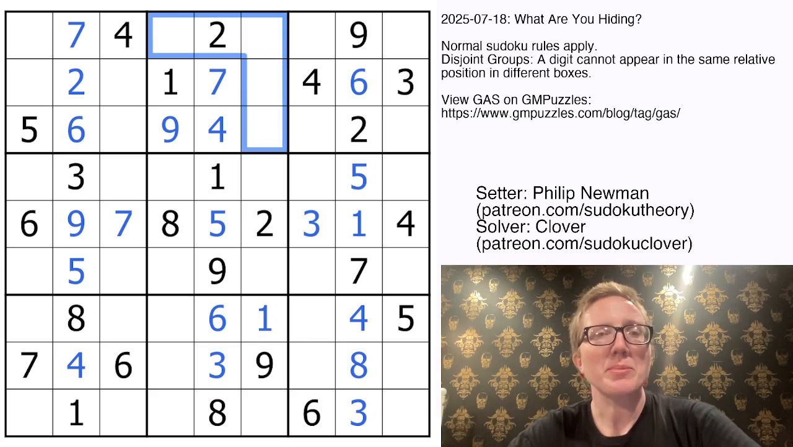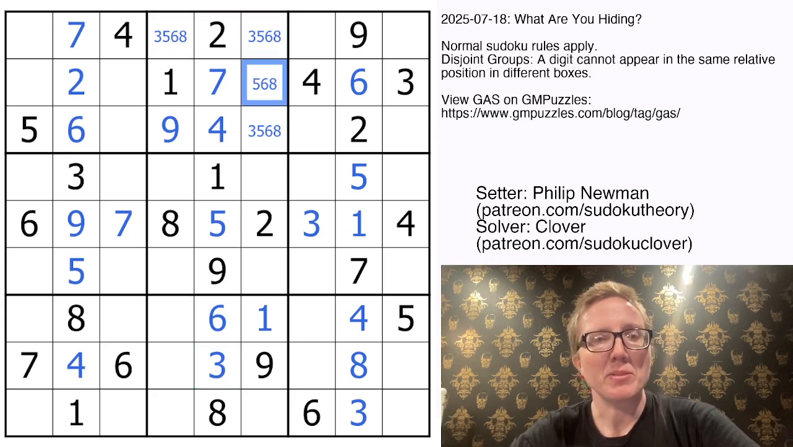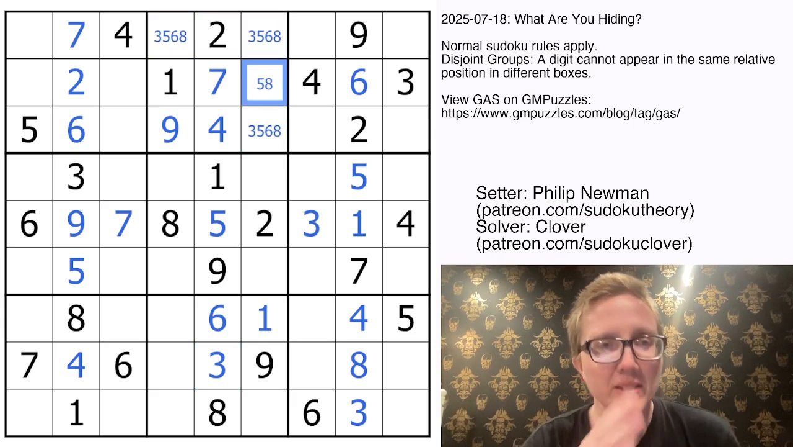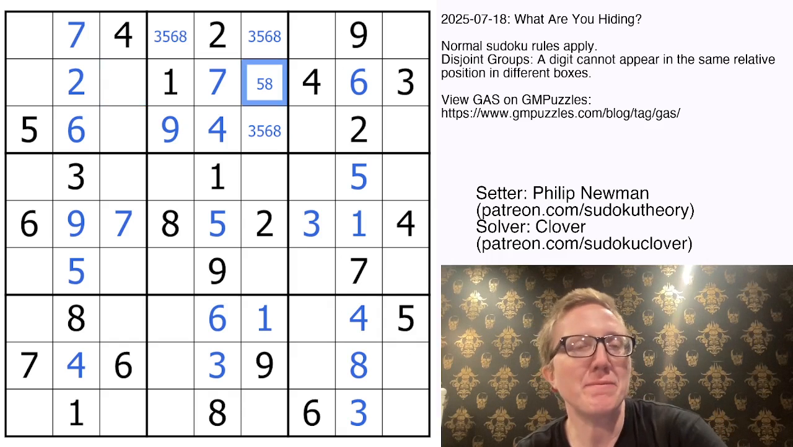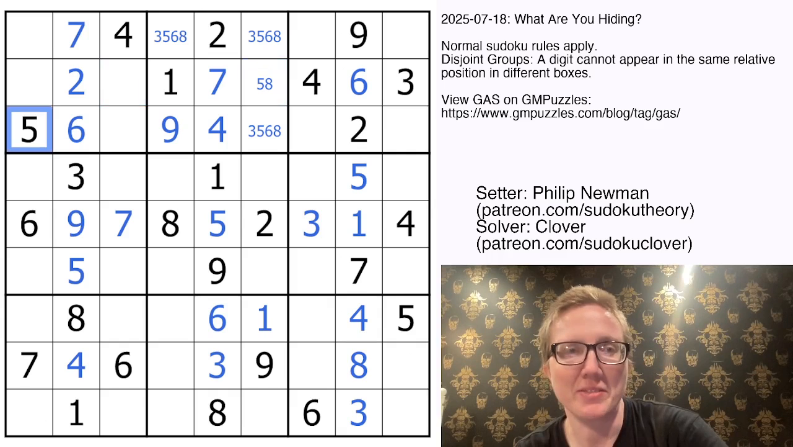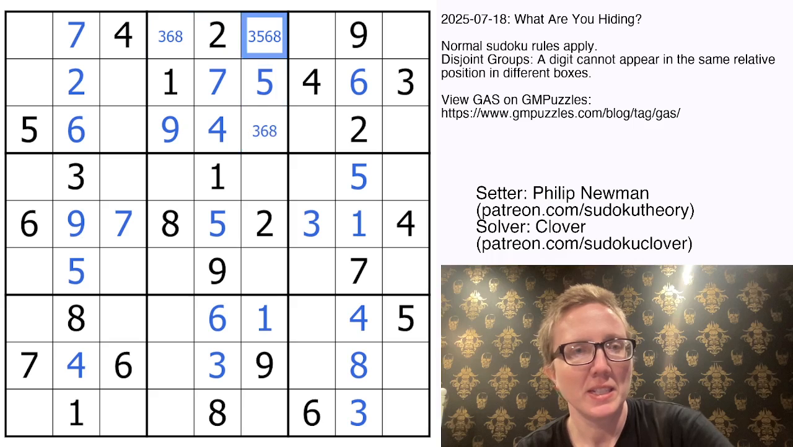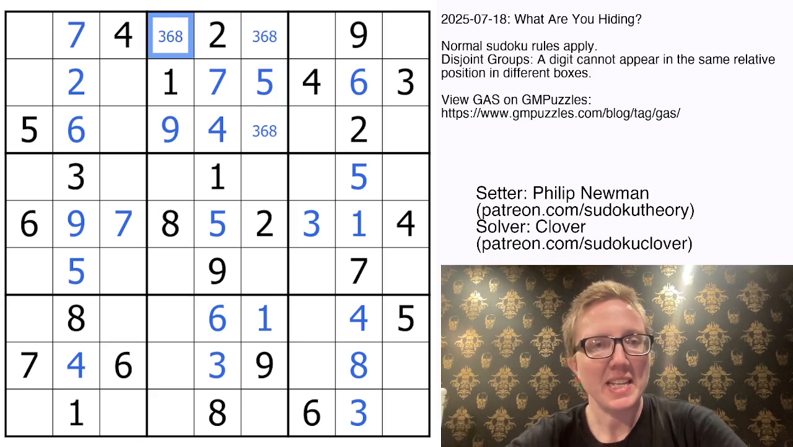These guys are going to be 3, 5, 6, and 8, and that can't be 3 or 6 because it sees those in its row. In fact, that is a hidden 5 in row 2, come to think of it, because 5 can't go in those cells. So that's going to be a 5 for sure. This cannot be an 8. And these 2 digits are going to be 8 and 9.